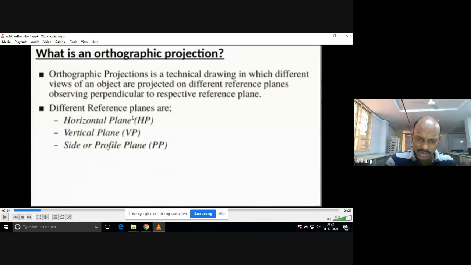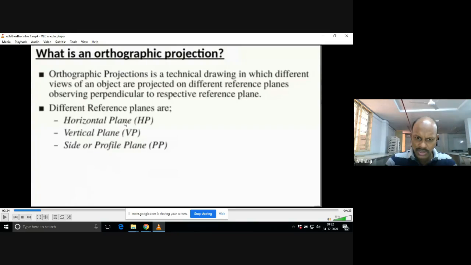I gave you already some basic input, right? Horizontal plane, vertical plane, profile plane. Okay. Now where you are sitting or standing, that is the ground, right? That ground plane we are calling as horizontal plane. In front of you there is a vertical wall. You treat it as vertical plane. That means a large area. Okay, some rectangular area. We call it as vertical plane.